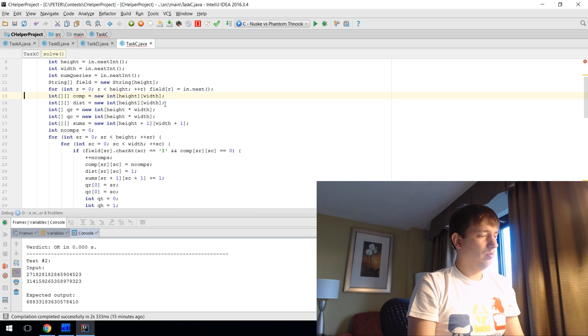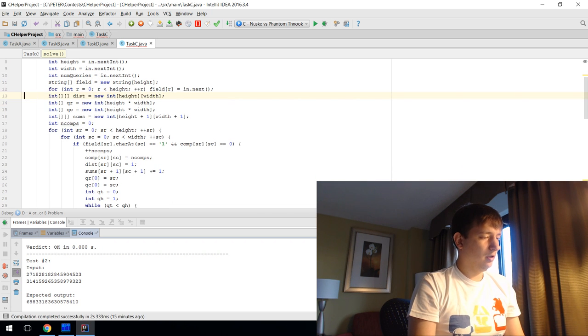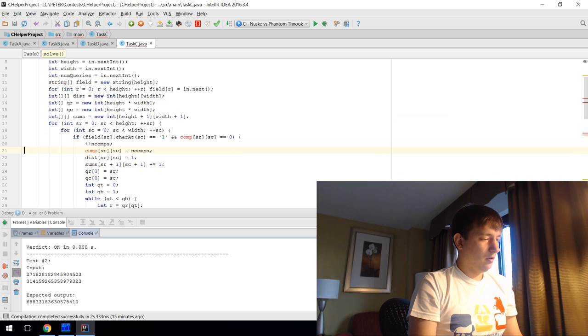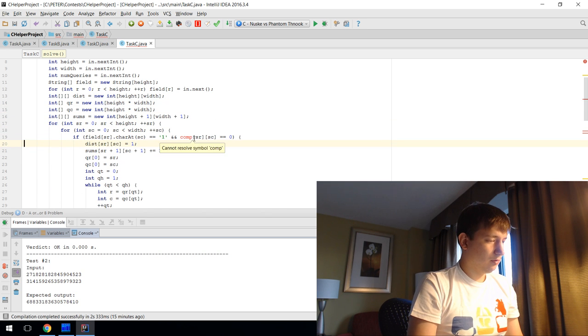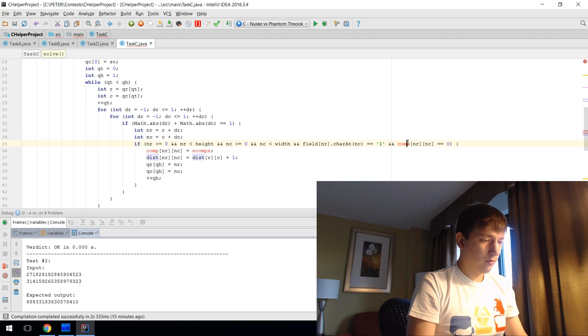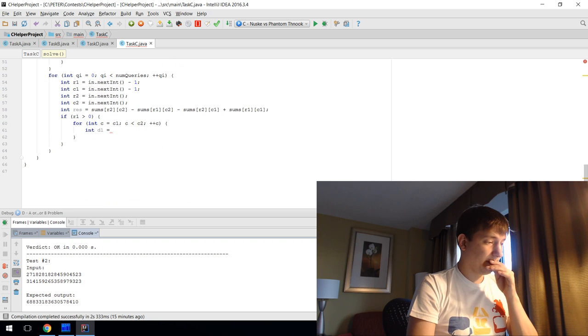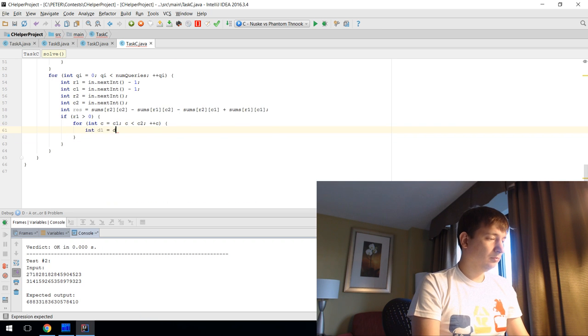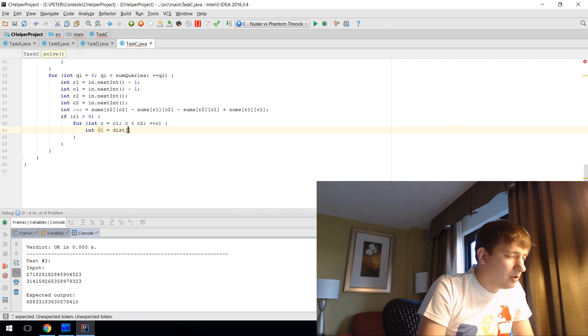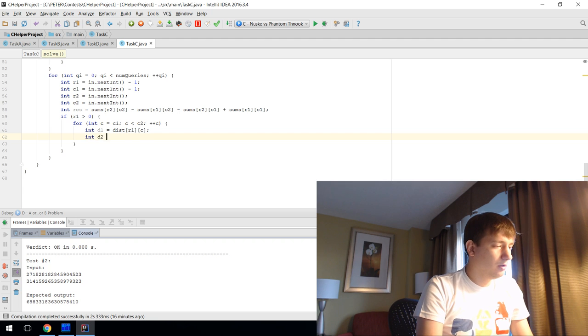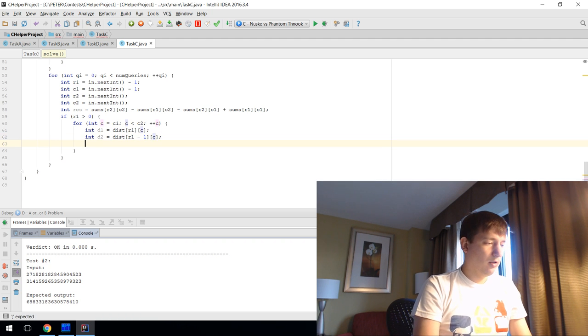Actually, we don't need comp, right? Because they will always be the same component as they are adjacent. We can just use dist. It'll be a bit faster. Dist R1 C to equals dist R1 minus 1 C.